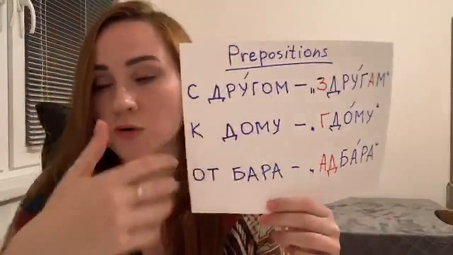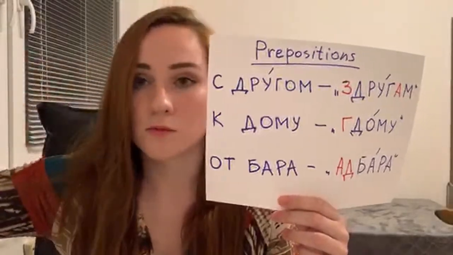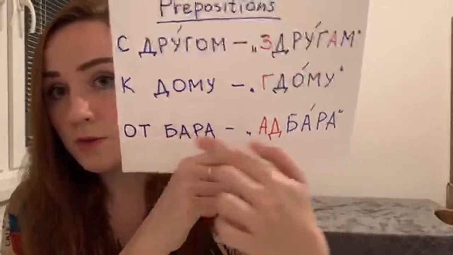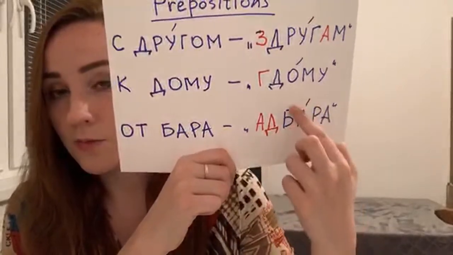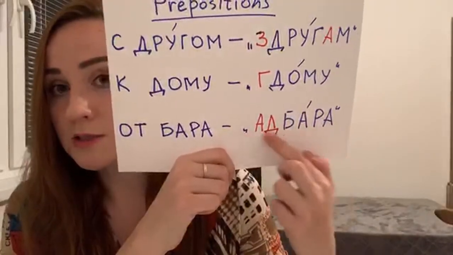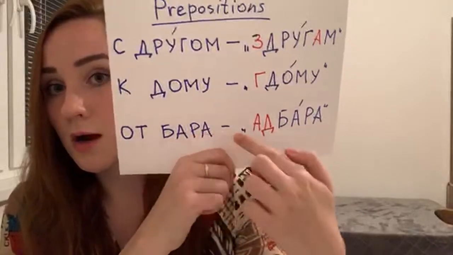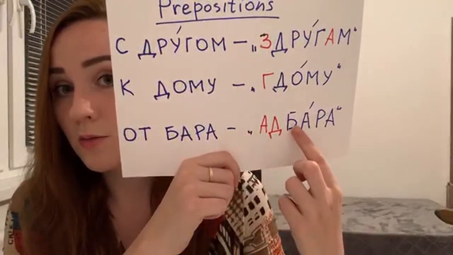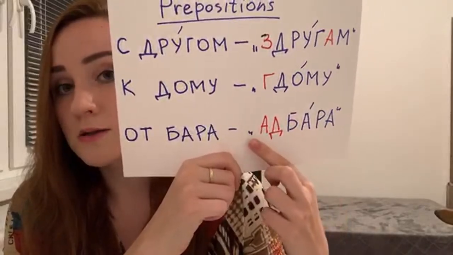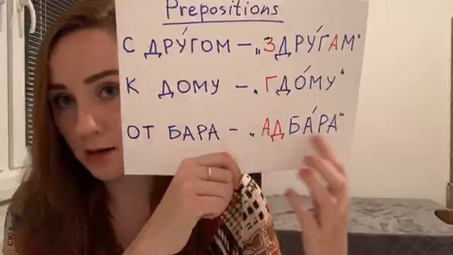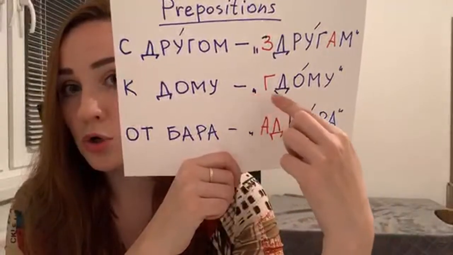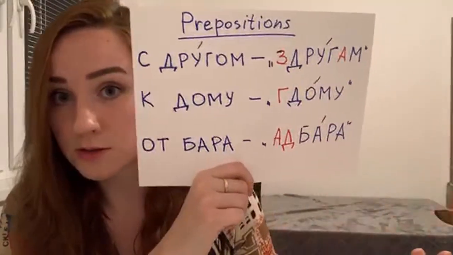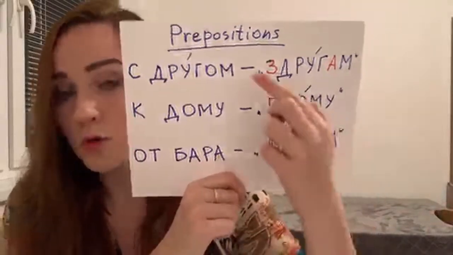От бара. From the bar. So I kind of walked out of the bar and I'm going away from it. So again, two things happen here. От, if it comes together with the word, it loses its stress. So it becomes reduced, right? От бара. T is unvoiced, but it is followed by the voiced b, right? So it turns to от бара. Я иду от бара к дому с другом. Perfect. I'm walking from the bar to my house with my friend.